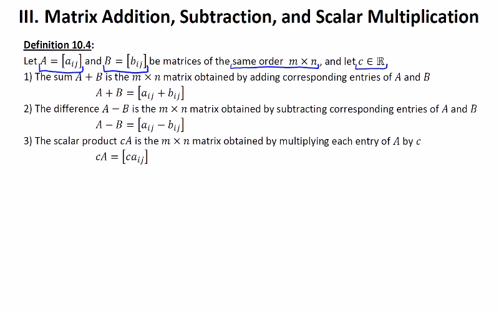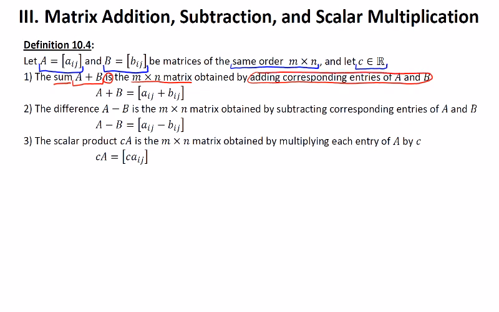So number one, it says the sum, also known as A plus B. Now the result of adding two matrices together is that you'll get another matrix of the exact same size. So it says here the sum A plus B is the m by n matrix obtained by adding corresponding entries of A and B.